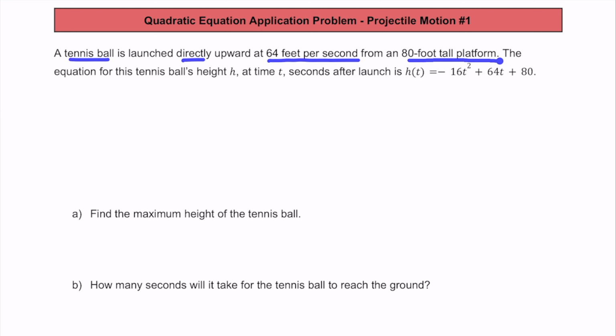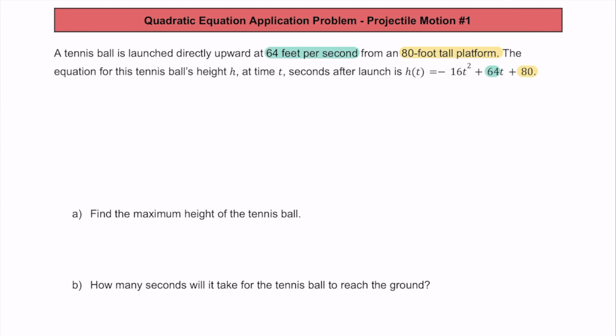The equation for this tennis ball's height is going to be represented by h and t, and is going to be this function: h of t is equal to negative 16t squared plus 64t plus 80. This rate or velocity of 64 feet per second can be found in the equation as this coefficient right in front of that t. And since we know this tennis ball is being launched from a platform that is 80 feet tall, we're going to have a constant at the end of our equation of 80.